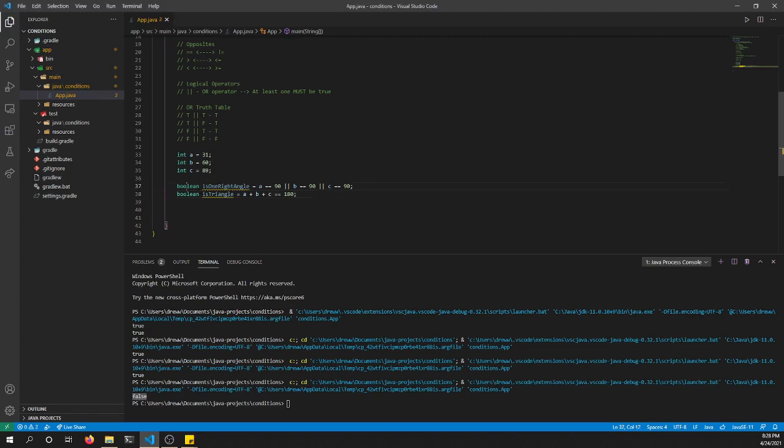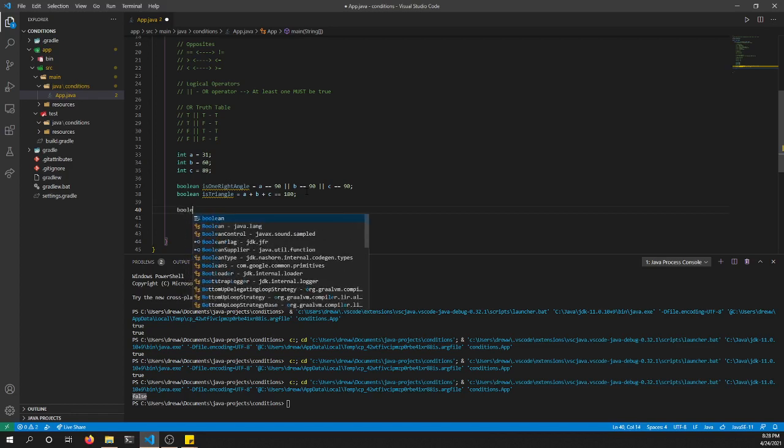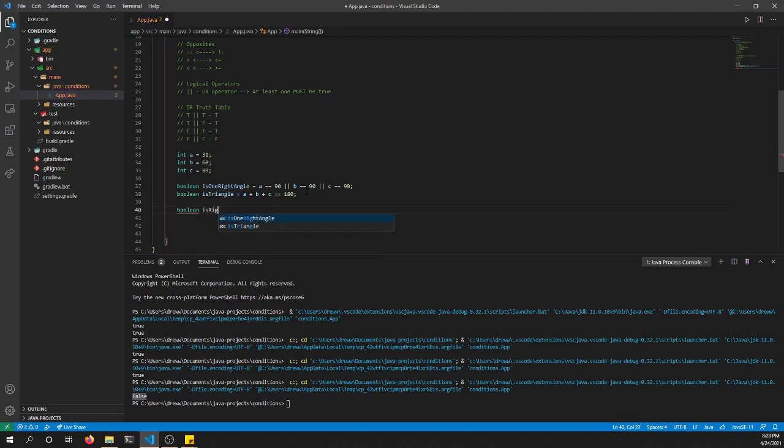So this is checking, is there a right angle? And this is checking, is it a triangle? And the reason we're checking both of those conditions is we know that if something is a triangle and if something has a right angle, it is a right triangle. So I can say Boolean is right triangle is equal to, is it a triangle? And then this symbol is one right angle.